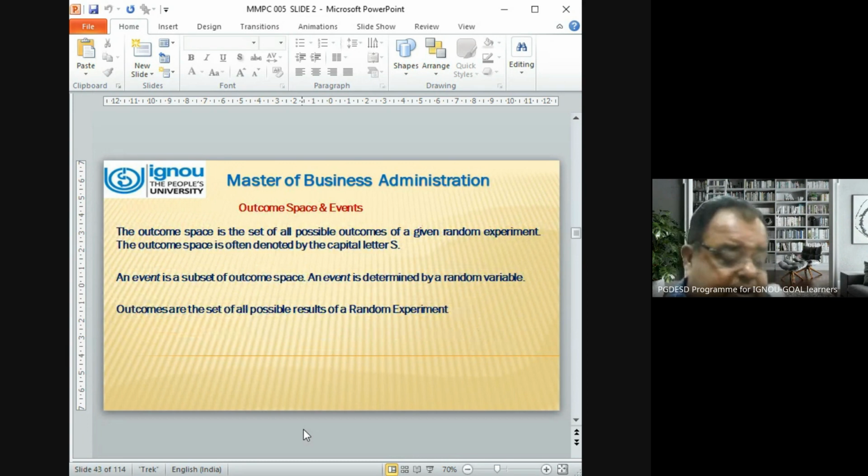Outcome space and event. An outcome space is a set of possible outcomes of a given random experiment, and it is denoted by capital letter S. An event is a subset of outcome space. An event is determined by a random variable. Outcomes are the set of all possible results of a random experiment.